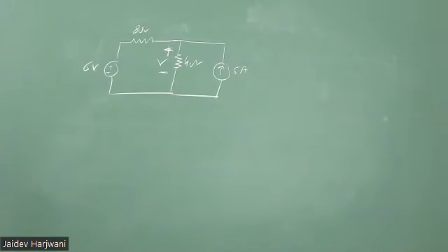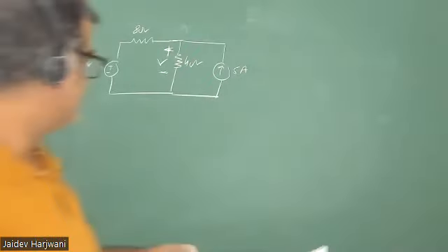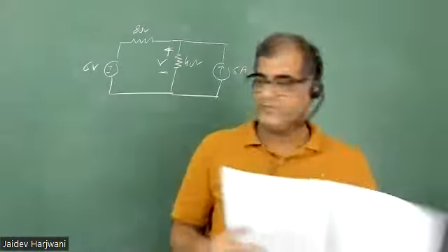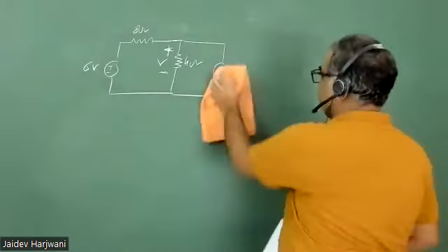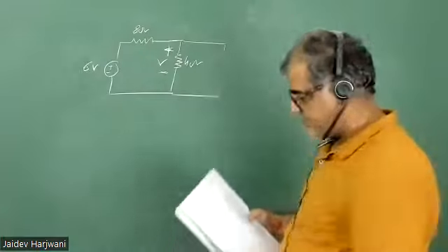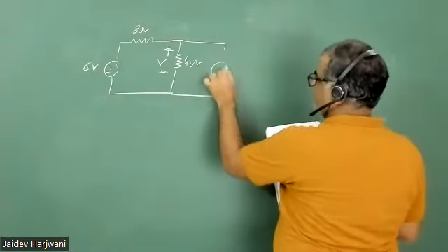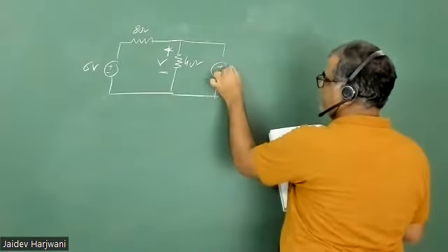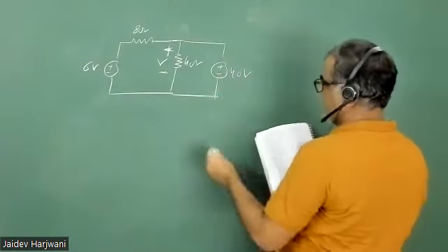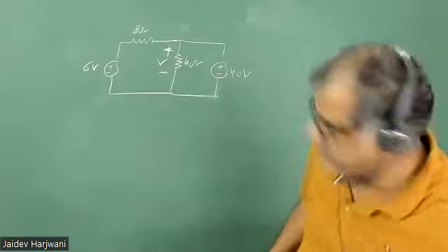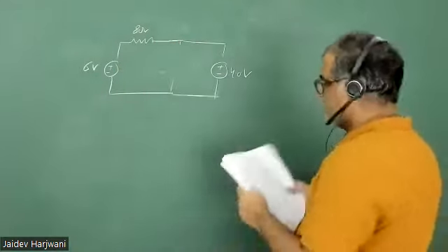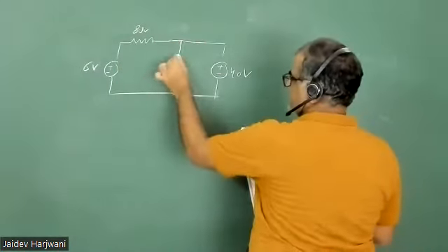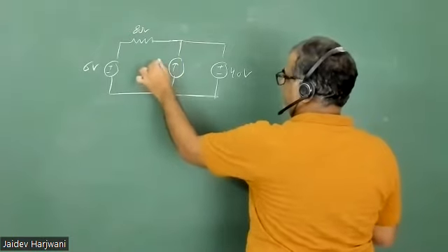It is the same question. I didn't change the question. So you have this 40 volt here, this plus minus 40 volt source. And let me put a current source here, a current source of 8 ampere.